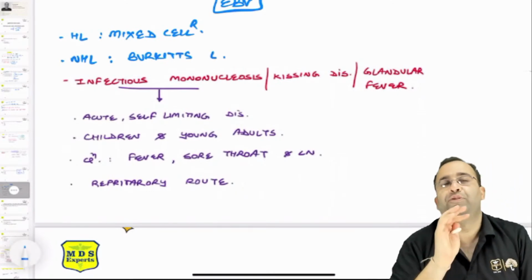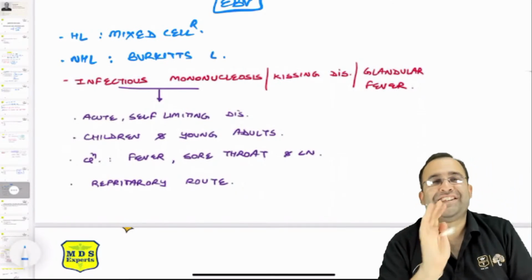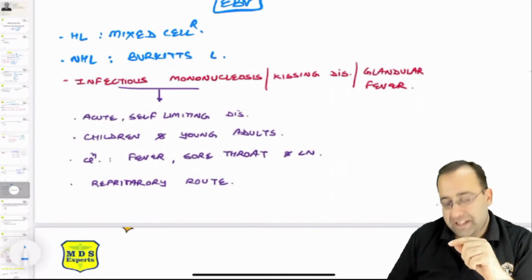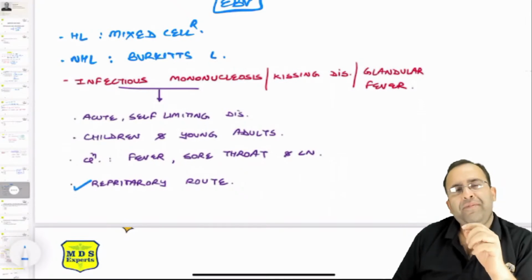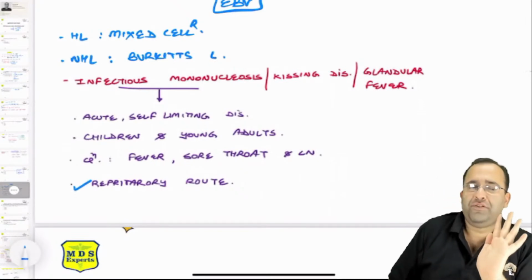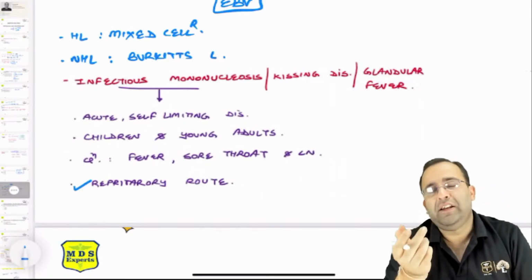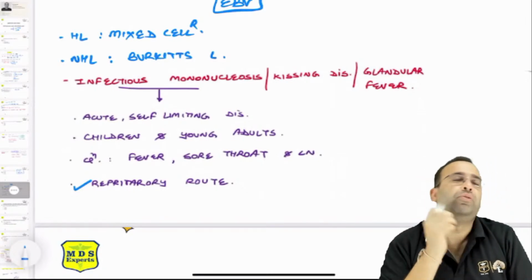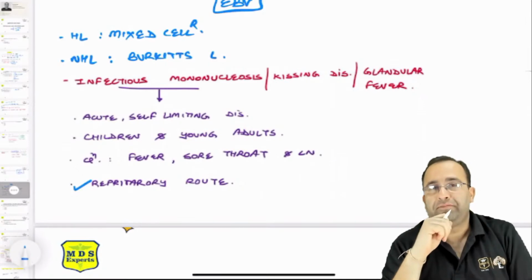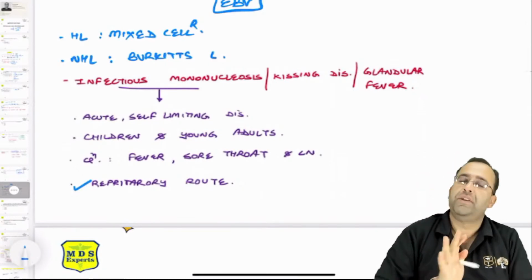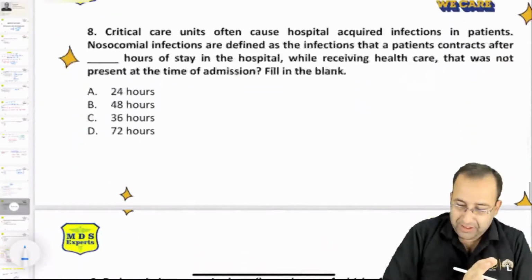And infectious mononucleosis is also called the kissing disease or glandular fever. So, of course, if it is the kissing disease, it is spread by the respiratory route. It is an acute self-limiting disease. Need not worry too much about it. Seen in children and young adults. Clinically associated with fever, sore throat and cervical lymphadenopathy. This is infectious mononucleosis associated with Epstein-Barr virus. Next question.